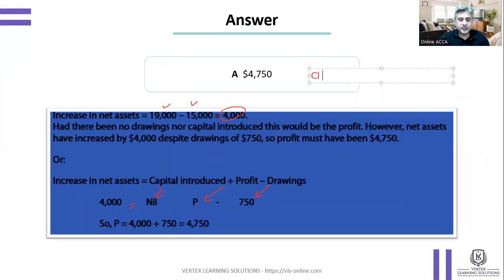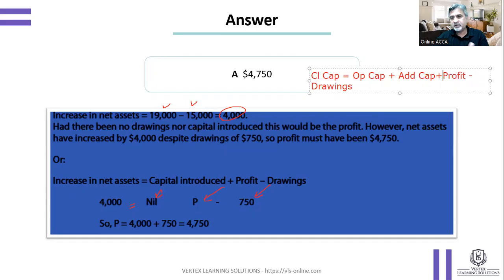We know that closing capital is equal to opening capital plus profit, minus drawings. We are only taking these numbers because capital injections are not there, losses are not there. If you want, you can say opening capital plus additional capital, for example, but because additional capital is 0, I did not write it. Closing capital, I know it is 19,000. Opening capital was 15,000. Profit, we do not know. Minus drawings, we know 750.